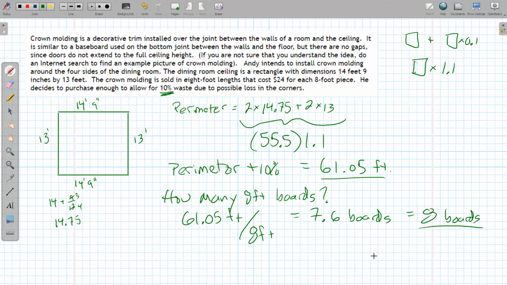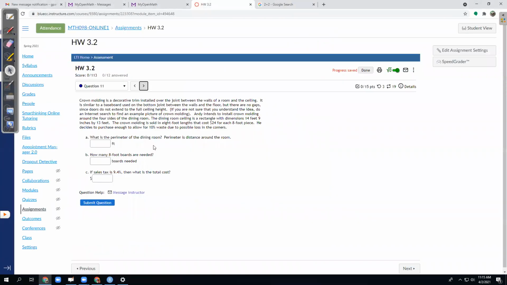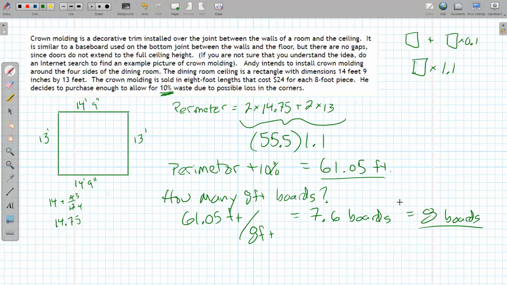And then the last thing was to include the tax on this one, and I believe the tax was 9.4%. So kind of like tacking on the extra 10%, we can use the same trick or do it the slow way. So the quick way to do this is to say, all right, I have 8 boards. They are $24 each. And then I want to multiply by 1.094. So the 100% is my original amount, and then the 9.4% is the tax.